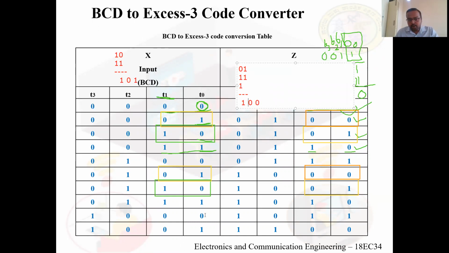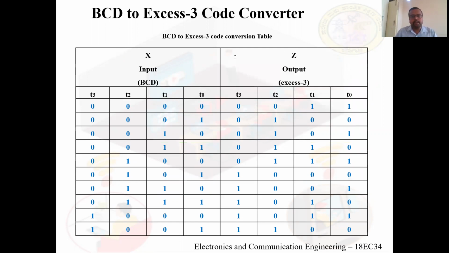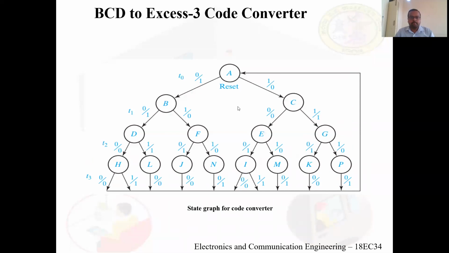Similarly, you can do it for other combinations and also at time T2 and T3. Again, I'll explain this with the help of the state diagram. Looking at the table, now we'll come up with a state graph.